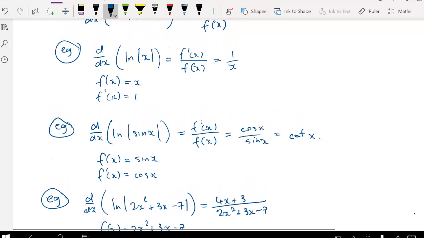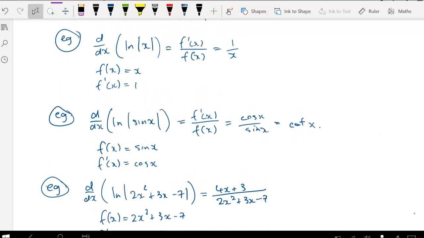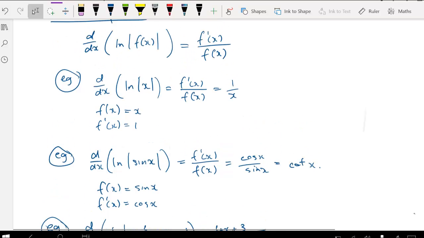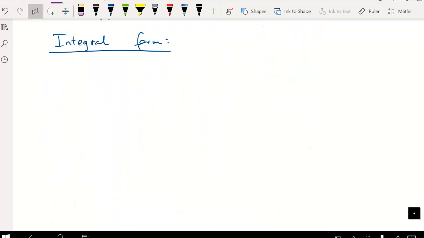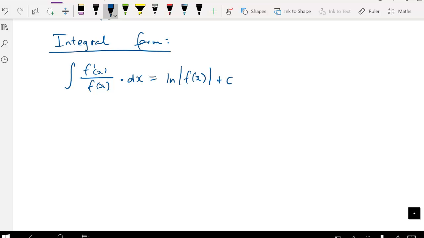Now that's not the goal of this lesson. The goal is to look at the integration technique utilizing this, but hopefully you can see that using this in differentiation makes our process much easier as well. So when we look at the integral form, it really is the same thing. We're saying that the integral of the derivative of a function over the original function will be equivalent to the natural logarithm of the absolute value of that function plus c.